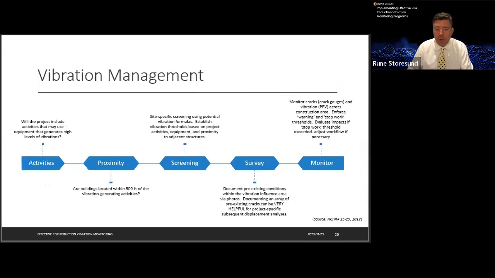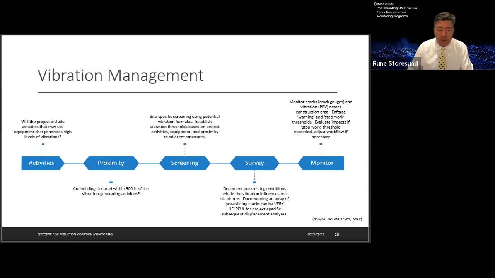So the vibration management workflow looks something like this. We start with an inventory of the anticipated construction activities and the anticipated magnitude of vibrations that may be generated. Next, we look at the proximity of adjacent structures, which may extend for a distance of up to about 500 feet or so around the project area.